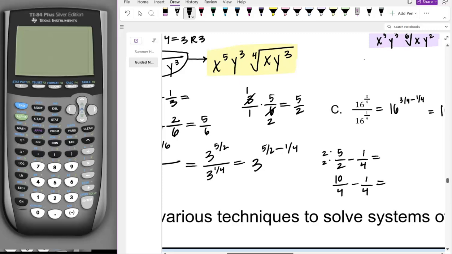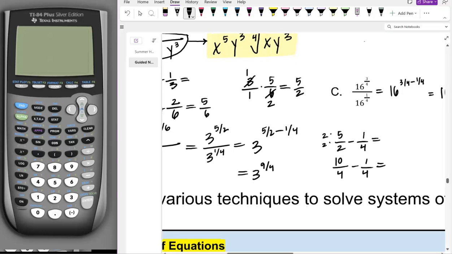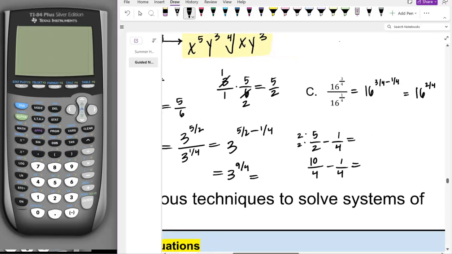So 10/4 is equivalent to 5/2. So I'm still working on this same problem, but I get 10 minus 1 is 9, and my denominator is 4. So you can write your answer like that, 3 to the power of 9/4, or you can write the 4th root of 3 to the power of 9.